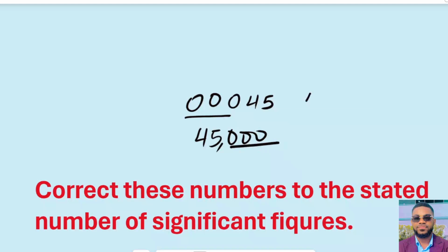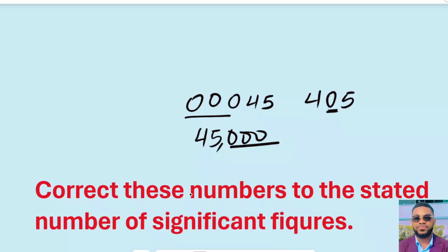Now, when I change it like this, 405, this is 405. The 0 here is significant. So that means that 0 cannot generally be classified as not significant. It depends on the position of 0 in a particular figure or number. So that is all you have to know.